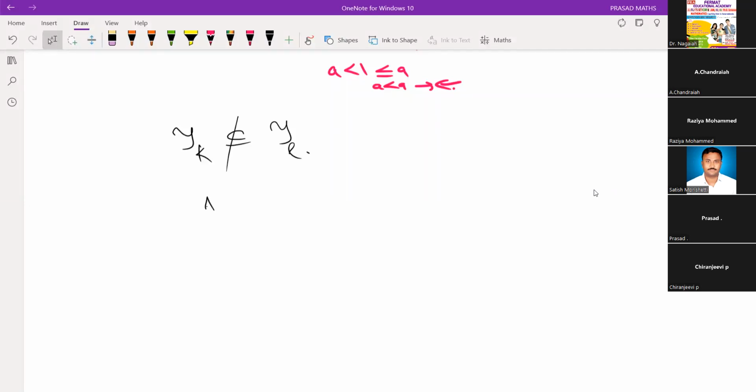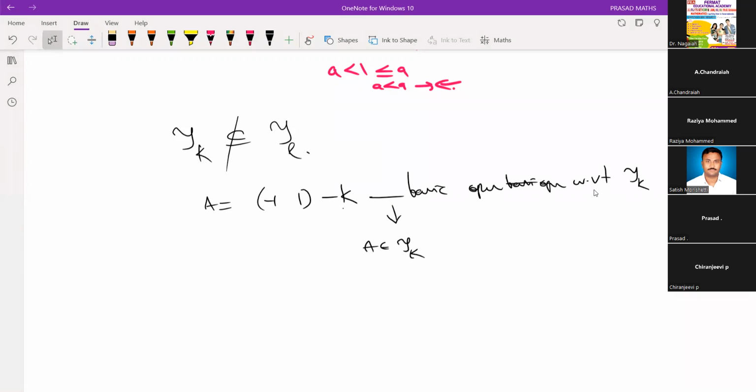Because I can take A equals (-1, 1) minus K. It is a basic open set with respect to tau K, so it is an open set.